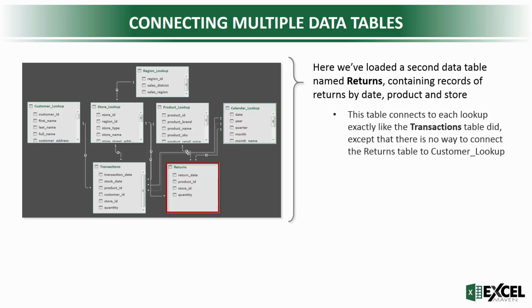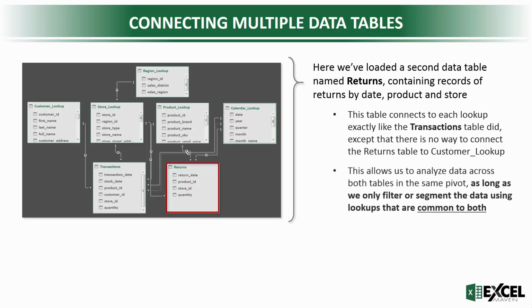So one thing you'll notice is that this table can connect up to each lookup table just like the transactions table did. It's got a return date, it's got a product ID, it's got a store ID. Now there's just one glaring exception, which is that there's no customer ID. So there's no way we can connect this returns table to our customer lookup table. Now what that means is that we can analyze data across both of our data tables, transactions and returns, in the same Power Pivot, but only if we filter or segment the data using lookups that are common to both of them. And this will be much more clear once we get into the Power Pivot section of the course.